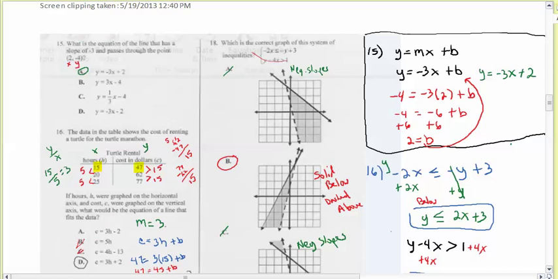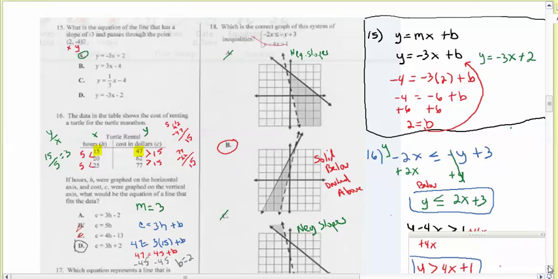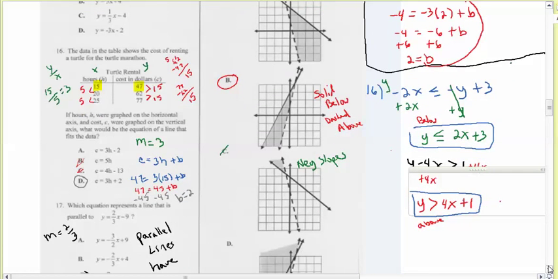Then I need to figure out what is my B. So now I'm going to take an ordered pair, and I chose the 47 and the 15. So I plugged in H as 15, and my C is 47. 3 times 15 is 45. I subtracted 45 from both sides. I got my B as 2. So therefore it's letter D.